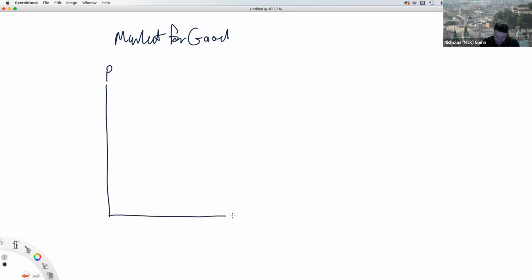Okay. All right, so we're looking at the market for a particular good. And so on the y-axis, we'll have the price level, the price per unit of a good. Then on the x-axis, this is going to be the quantity of a good.